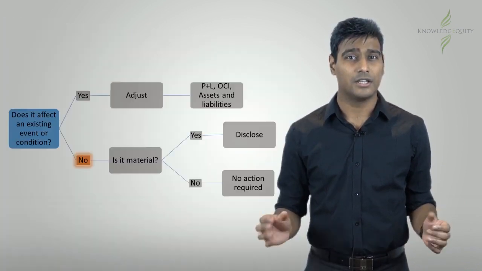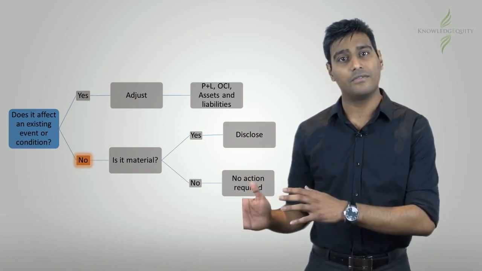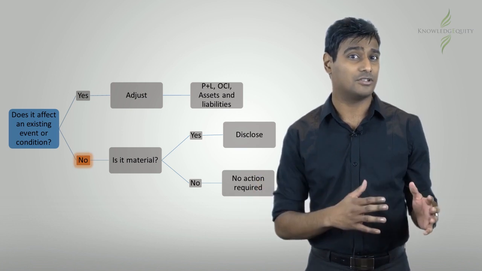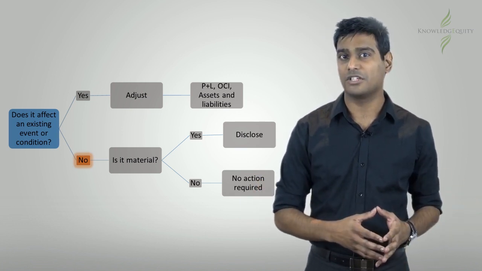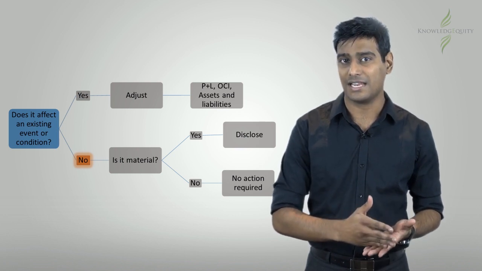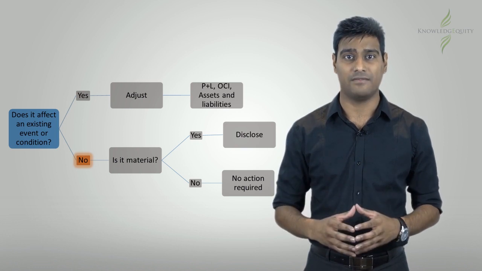Consider a tractor worth $100,000 at year end. At the beginning of the new year, a tornado destroyed the tractor. Using the decision tree, we know that the tornado occurred after year end. Even though it relates to a tractor that existed at year end, it does not change the valuation of the tractor as at year end date. Thus, the effects of the tornado are a non-adjusting event.